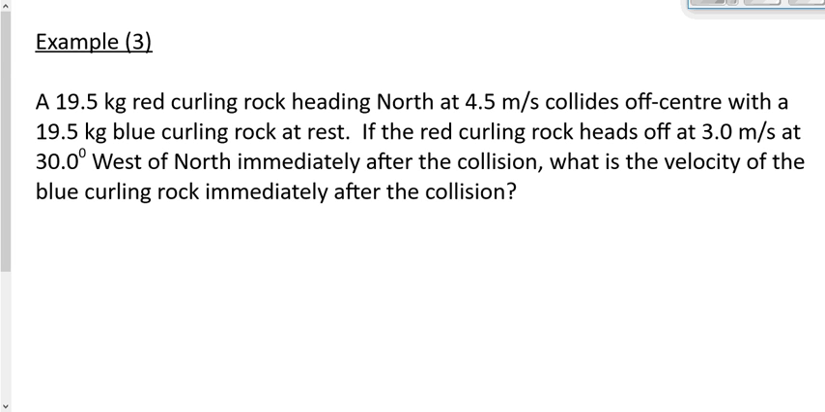Here we're taking a look at our last example on this type of two-dimensional funny angle collision type stuff. Example number 3 says, a 19.5 kilogram red curling rock heading north at 4.5 collides off-center with another 19.5 kilogram blue curling rock at rest. Now, the red curling rock heads off at 3 meters per second, 30 degrees west of north. Why was it important here that I said the red curling rock collides off-center with the blue curling rock?